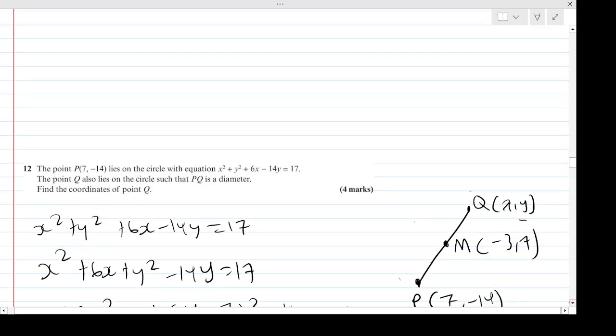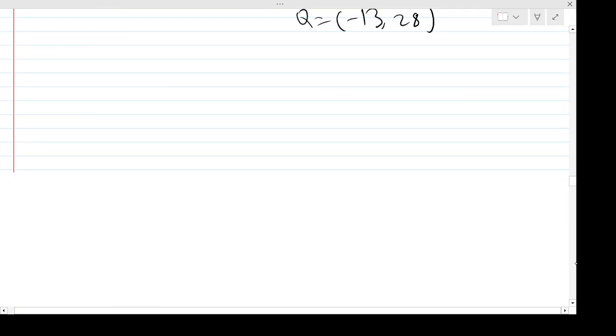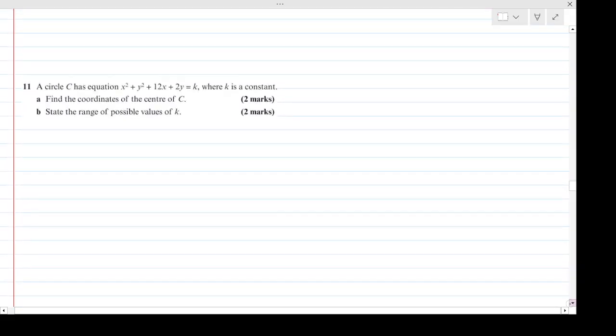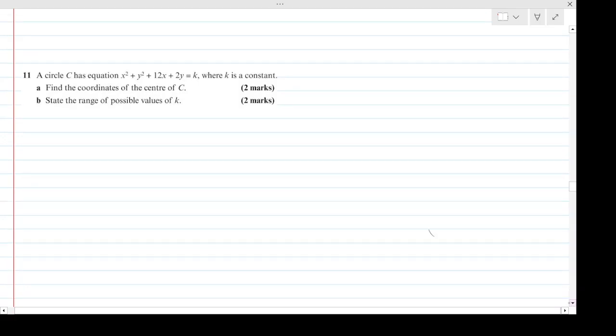So the whole idea again is that the midpoint of the diameter was the centre, but we could work out the centre from this equation of the circle, and then from there we could just solve to find the q coordinate. Okay, cool. Let's have a look at this one, then we'll move on to some exam questions. Hopefully these examples have helped, given the amount of examples I've done here.